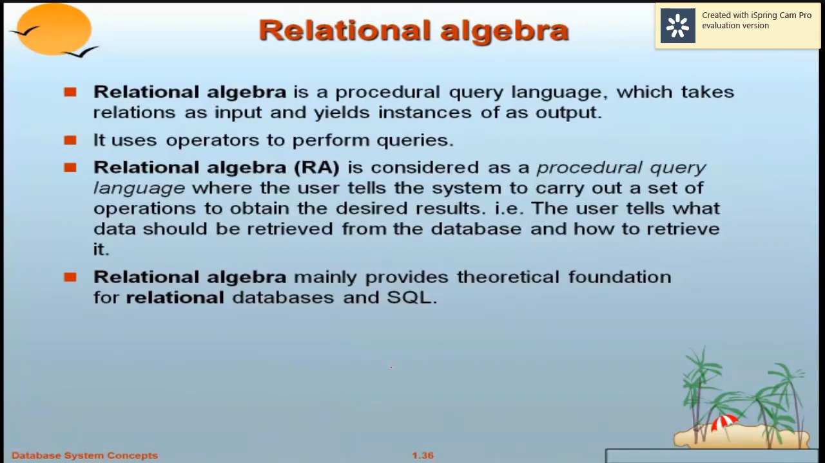Now let's get into the concept of relational algebra. Relational algebra is nothing but a procedural query language. In fact, we are not going to execute this in our system. This is going to form a basis for writing my queries further.